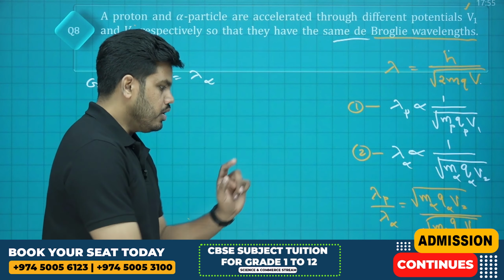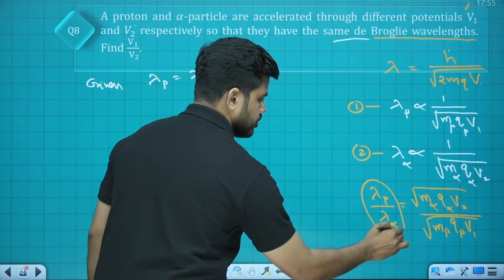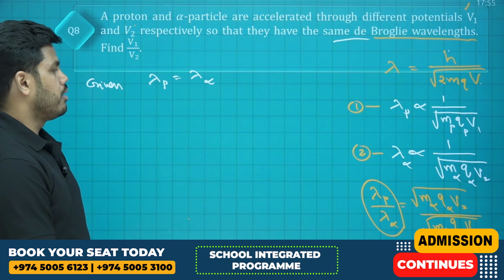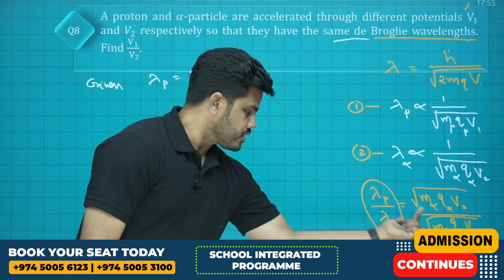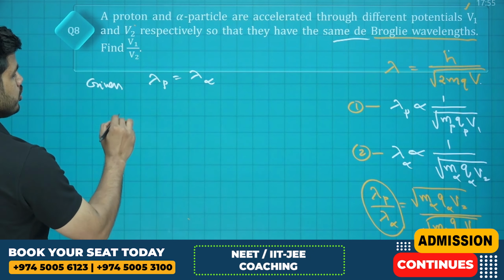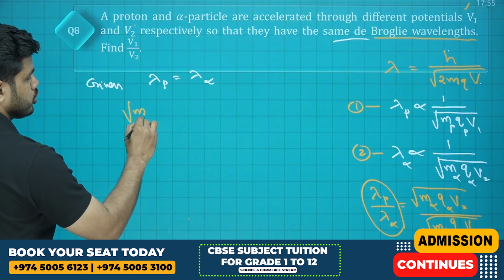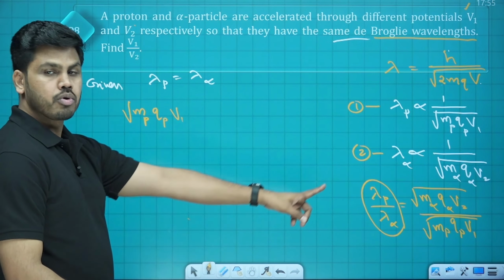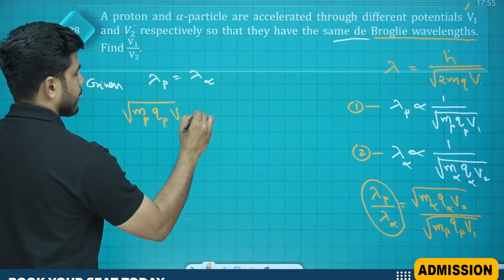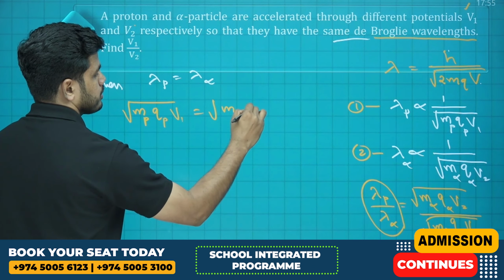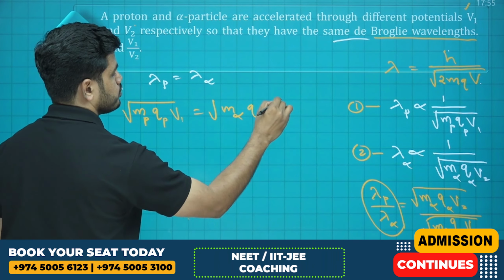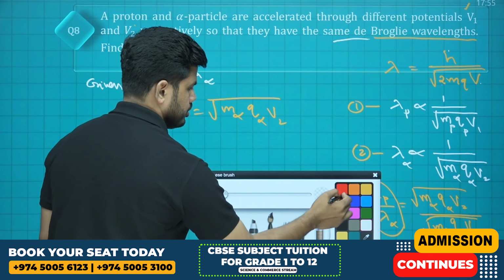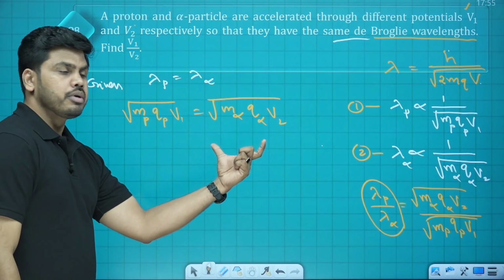Correct? And lambda P by lambda alpha is going to be 1 because the question says lambda P is equal to lambda alpha. So we can just cross multiply this. What will you get? Root of mass of proton, charge of proton, accelerating potential of proton is equal to root of mass of alpha, charge of alpha, and V2. Squaring on either side, what happens? Both square roots will be gone.